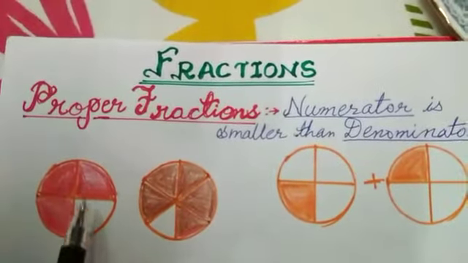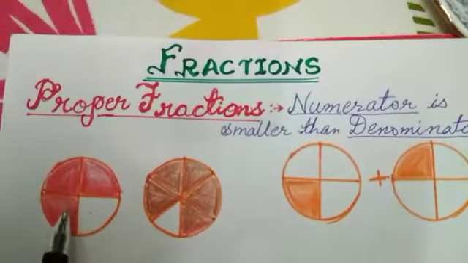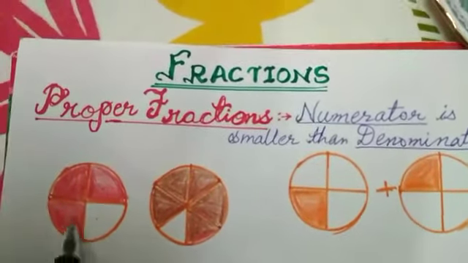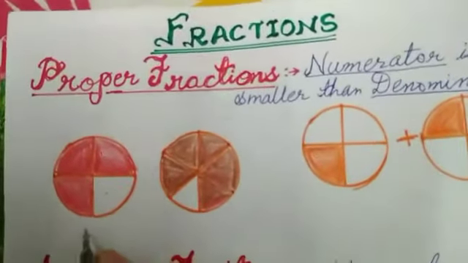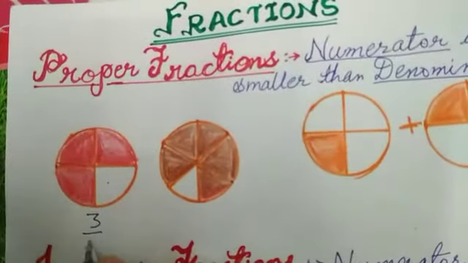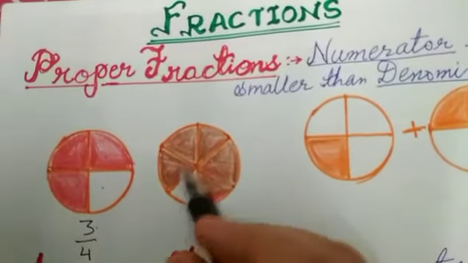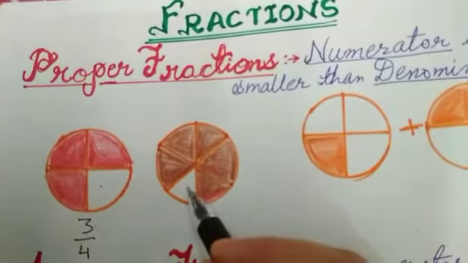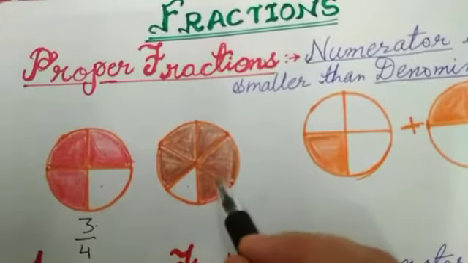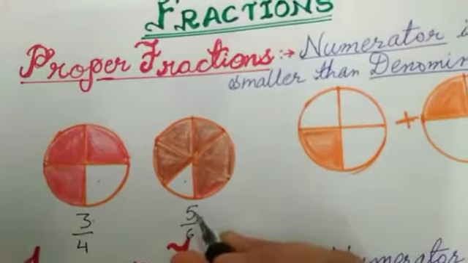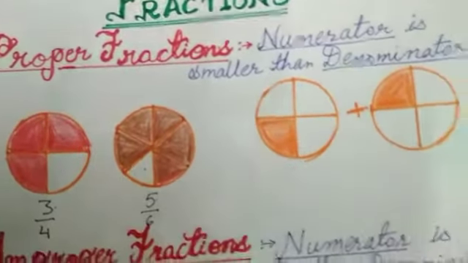So if 3 is taken from this circle only, this circle is divided into how many parts? 4. Of which 3 are shaded. How to write that? 3 upon 4. So numerator is smaller than denominator. This whole is divided into how many parts? 6. From 6 how many are shaded? 5. So 5 upon 6. Numerator is smaller than denominator.